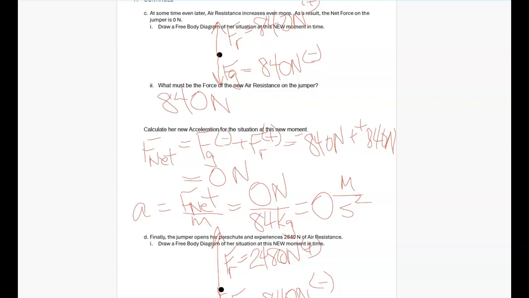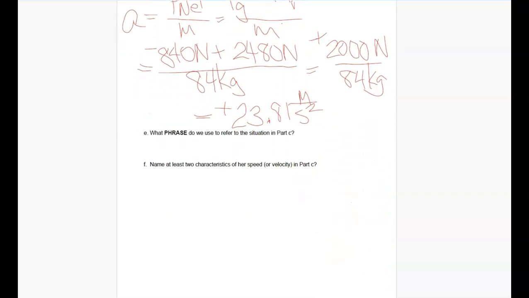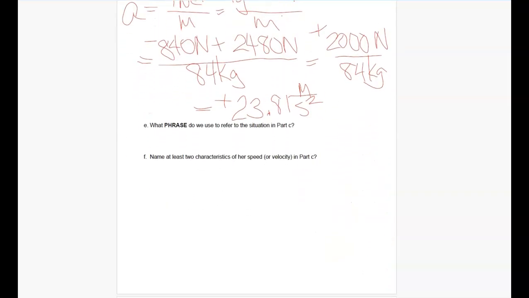When the net force is 0, the acceleration is 0, and that means her velocity stops growing. When her velocity stops growing, it's the last velocity she'll have. It's a very, very fast velocity, but it's not going to get any faster. It's her last velocity, so we call it her terminal, meaning last, velocity. Some people call it terminal speed, but we'll call it terminal velocity. That's the more common term.